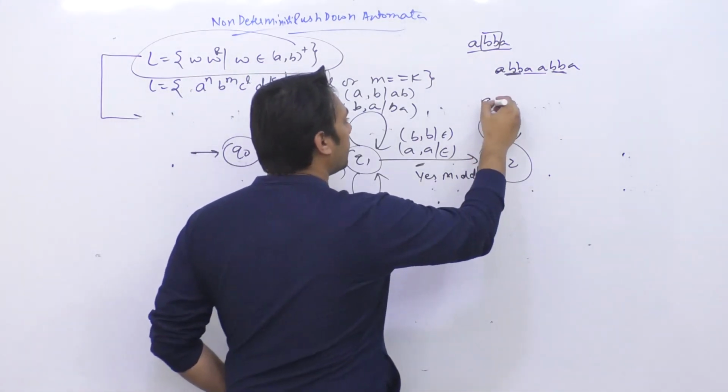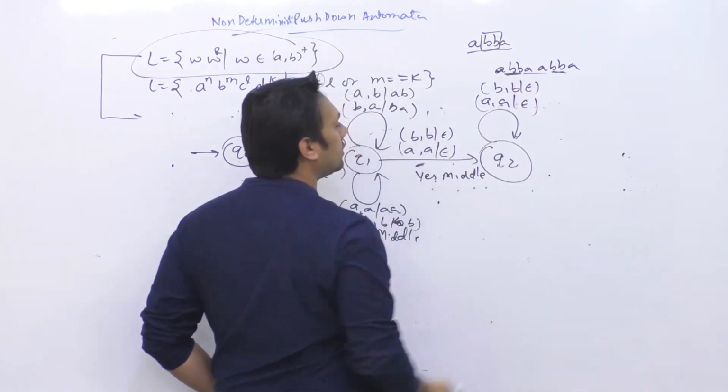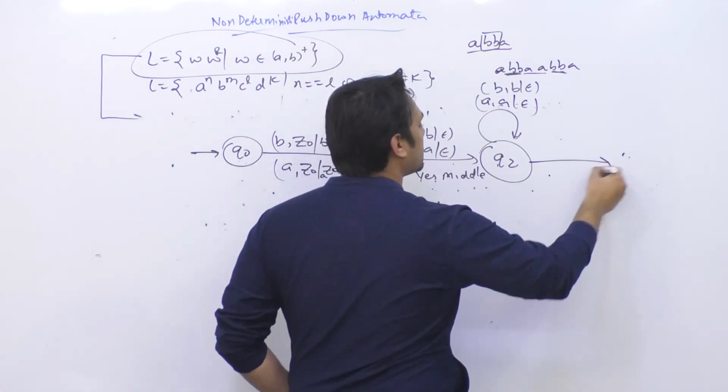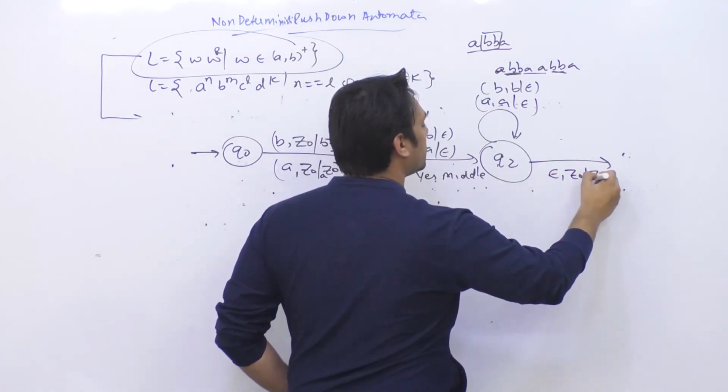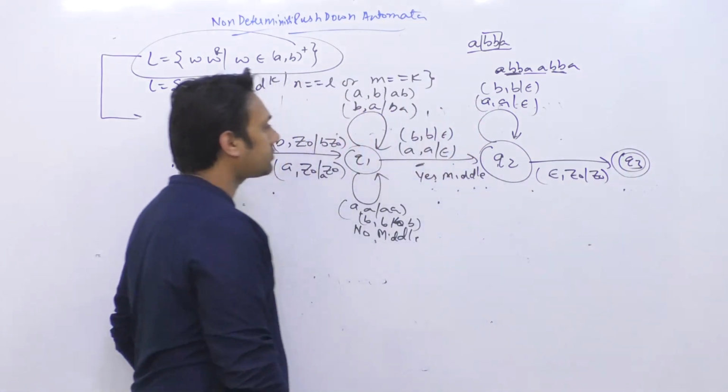So here every A will be matching with A, and every B will be matching with B, because it is the middle point. And as soon as the stack becomes empty, she is going to leave the stack empty, and she is going to accept it to the state Q3.